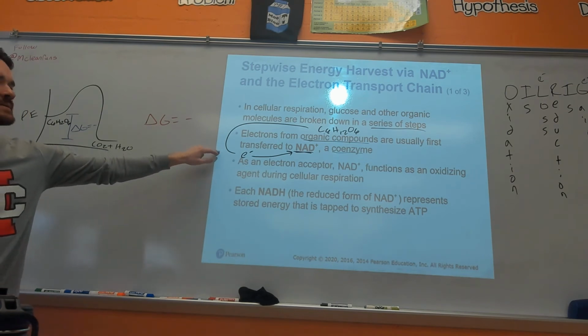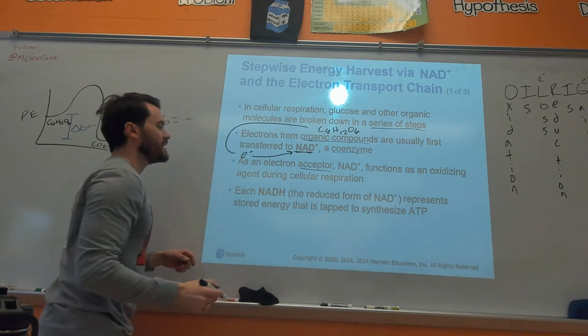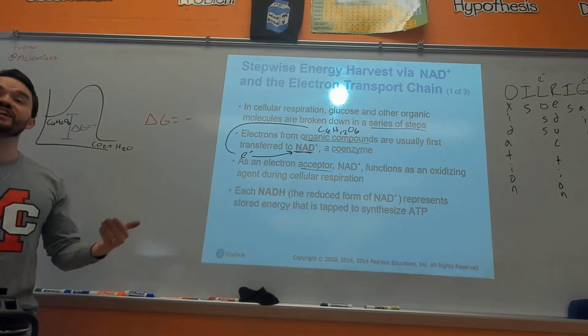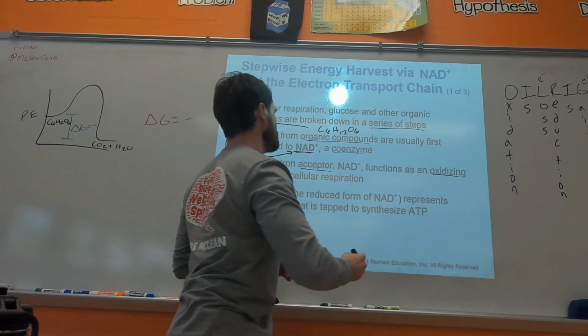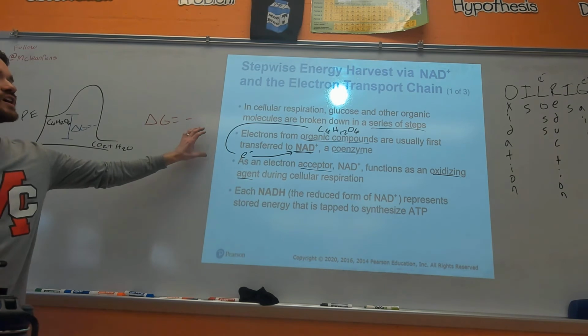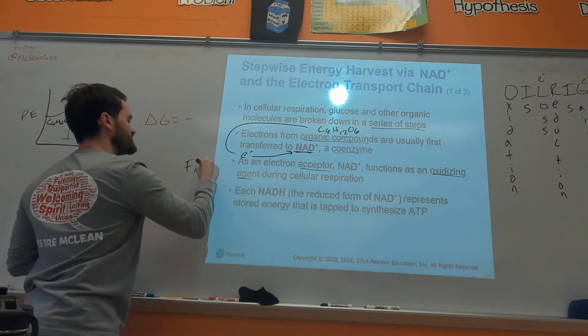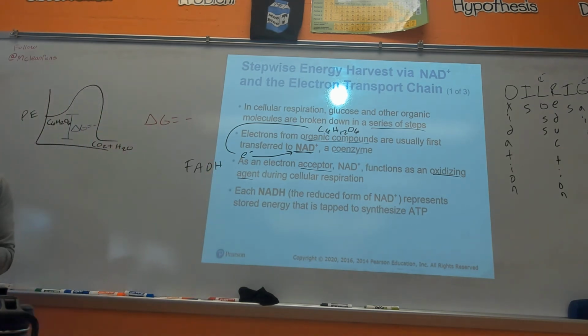We call it NAD+ because it's taking electrons. It's an electron acceptor. And if you're accepting electrons, you're getting reduced, and you are an oxidizing agent. Another electron acceptor in cellular respiration is FADH. It's less common, but it will also do some electron accepting.